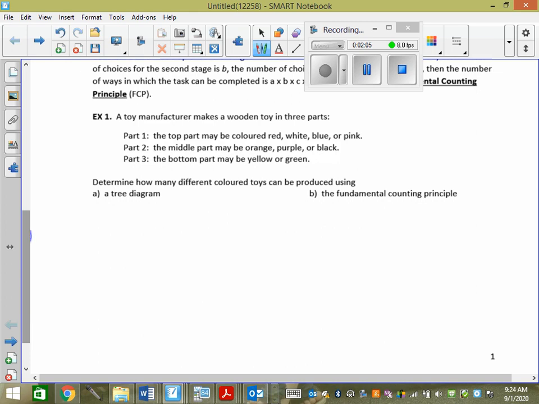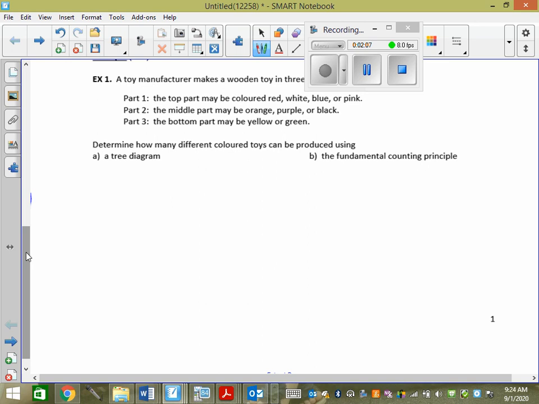When we do a tree, normally you do a tree standing tall, but these trees are going to go sideways, more like a shrub. We're going to do a shrub diagram. So we have part 1. When you list the colors, please leave spaces between them, because off of each of these colors you're going to have 3 branches where you write orange, purple, or black. So we need to leave spaces between each word.